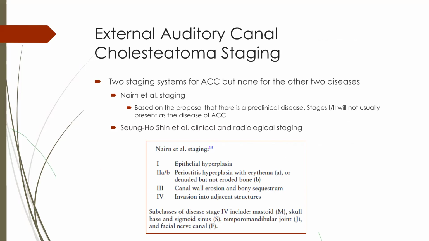External auditory cholesteatoma has two staging systems which are described. The first is by Naim et al., which is based on the proposal that there is a preclinical stage, stages 1 and 2, which do not necessarily present to hospital. They don't cause many problems, and then it has further staging, shown in the picture below, which describes the different stages. So it's stage 1 to 4, and of note, stage 4 has subclasses depending on the extent into adjacent structures. So it has letters which describe which structures are involved, such as M for mastoid and S for sigmoid sinus, and so on.